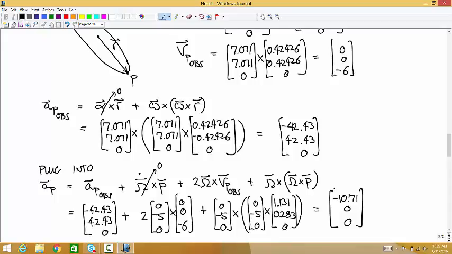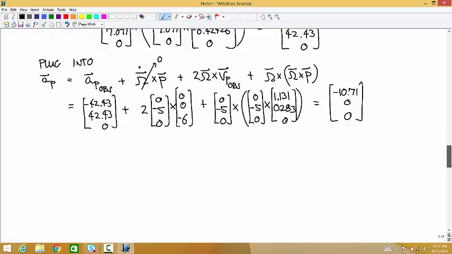All right, let's do that one again now, but with a new coordinate system.